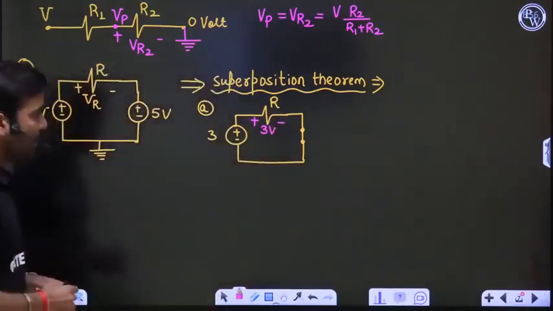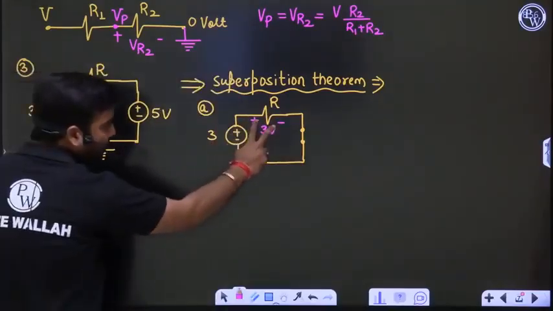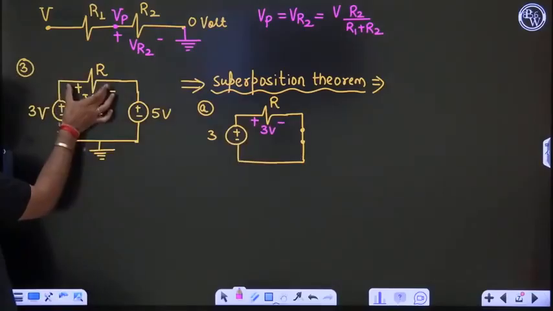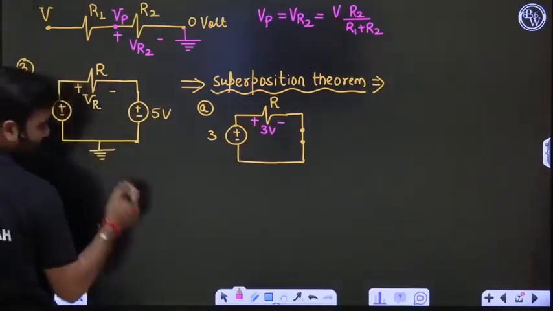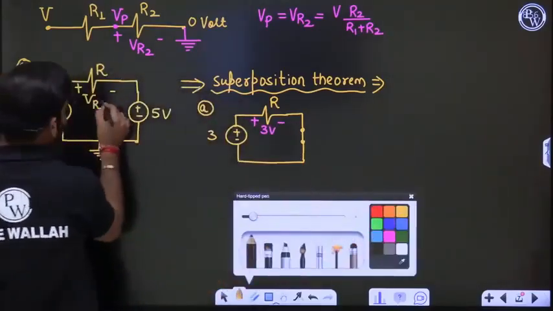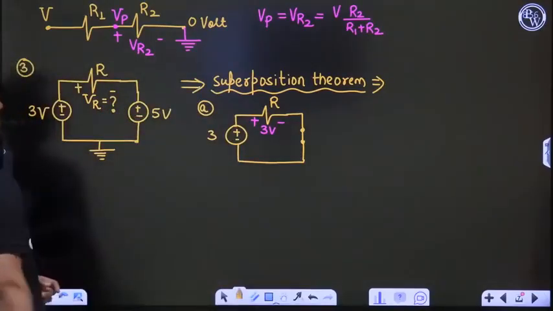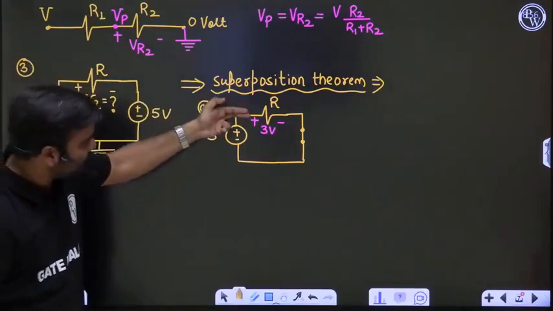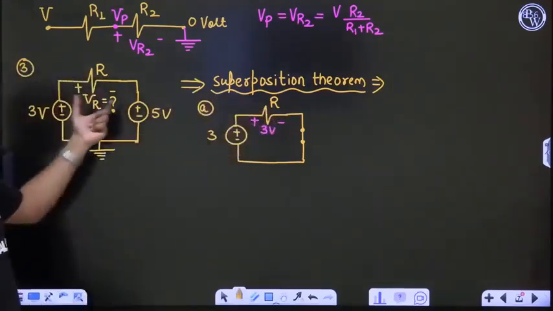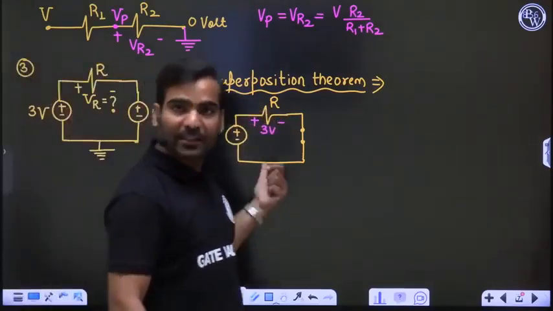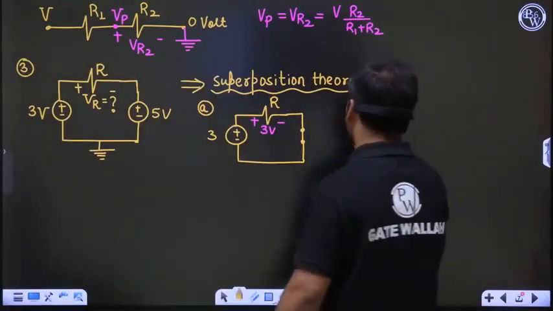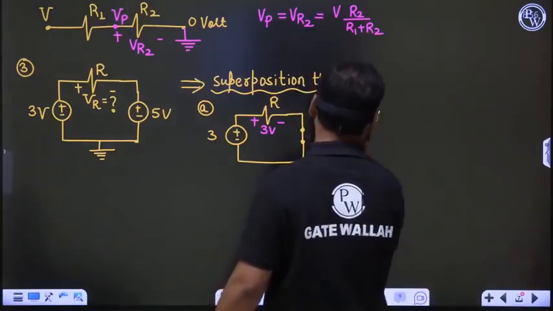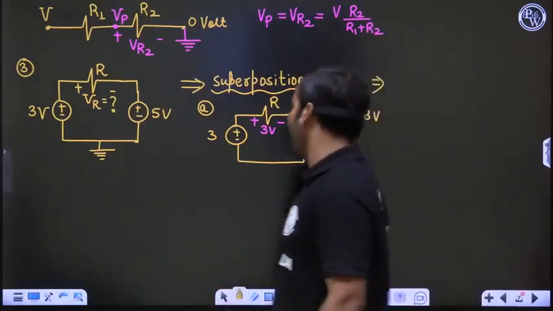Now see, this 3 volt polarity matches the VR polarity that is asked in the question. What is the value of VR? The VR polarity is plus here, minus here. The 3 volt polarity is plus here, minus here. So VR is equal to 3 volt. For this case A, we can say VR1 is equal to 3 volt. Okay, now case B.